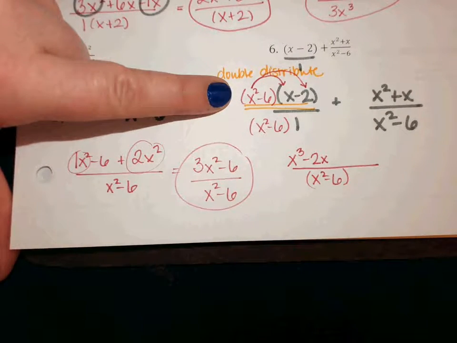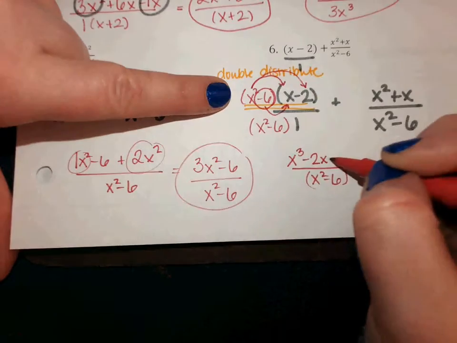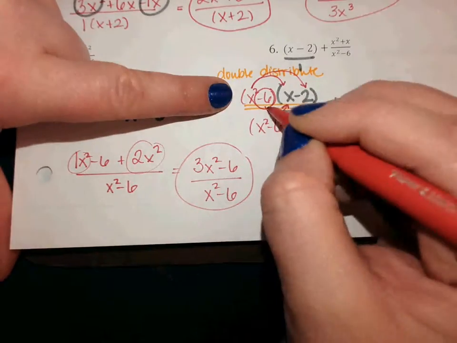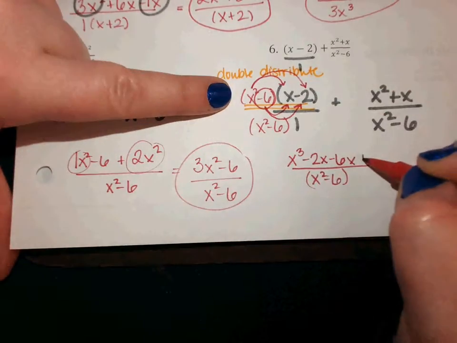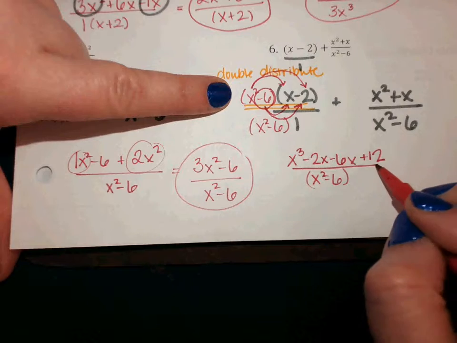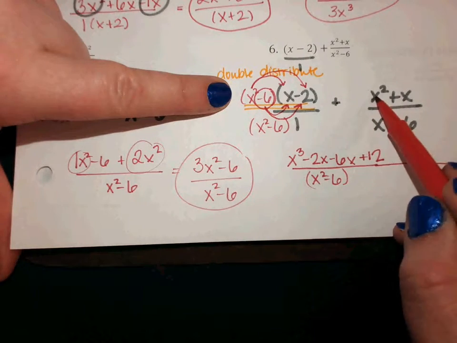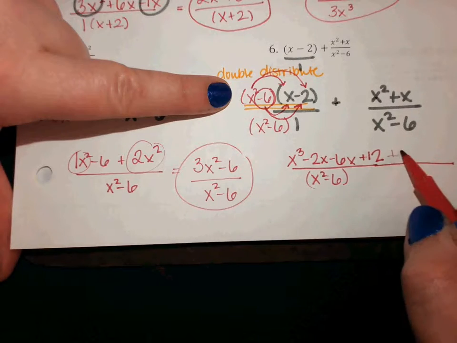Then I go to my second term. Minus 6 times x is a minus 6x. And then minus 6 times minus 2 is a plus 12. Okay, now I'm going to have to make my fraction bigger because I still have two other things that need to be included. The plus x squared and the plus x.